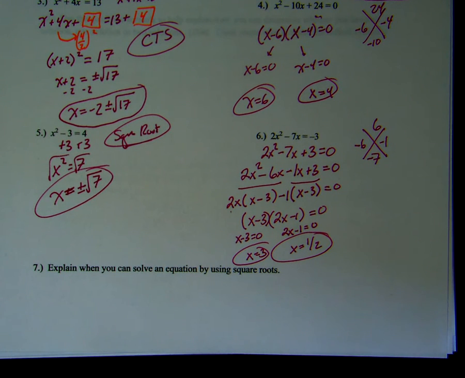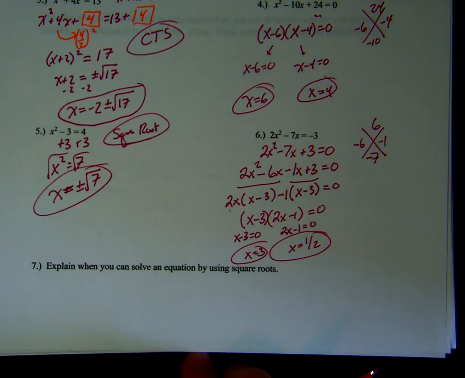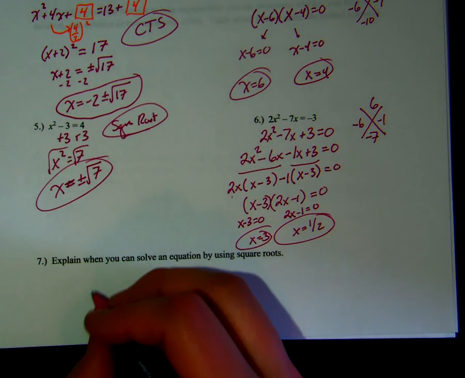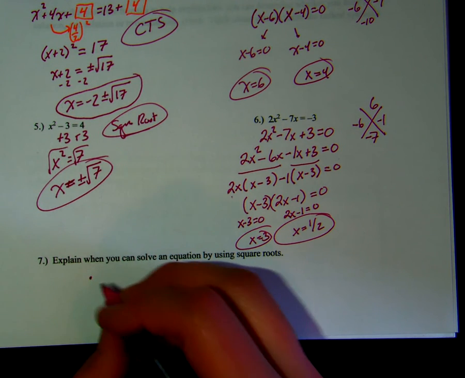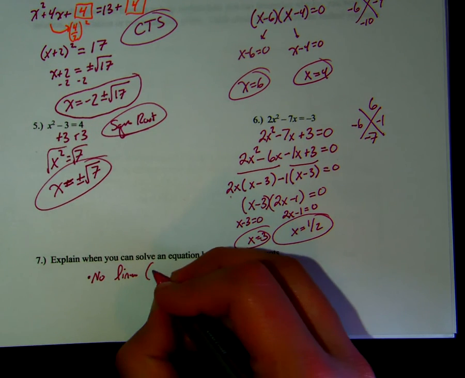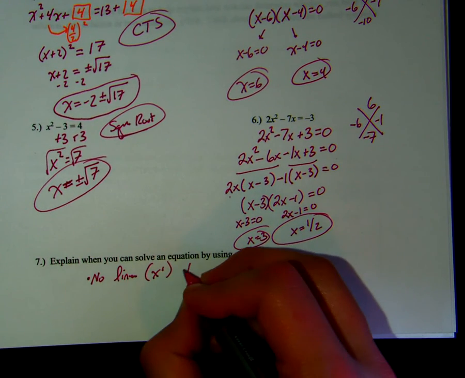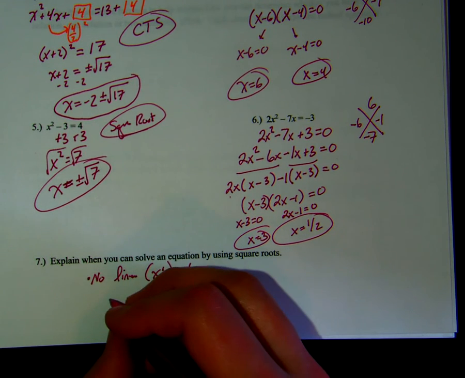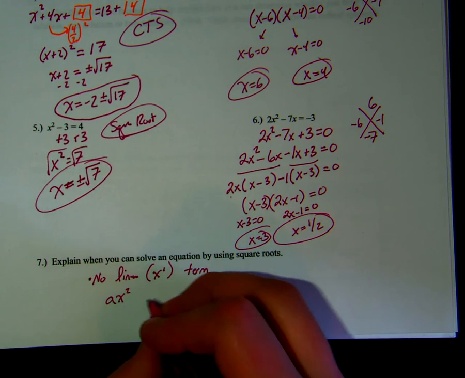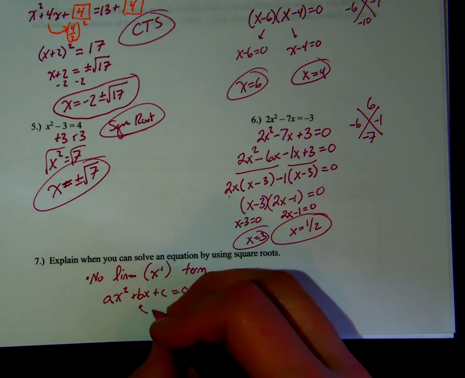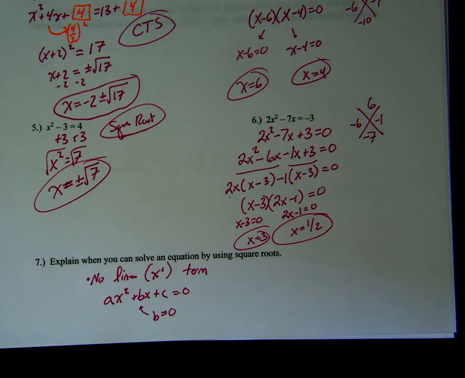Okay, so now the more word problem-y parts here. I'll explain how you can solve a quadratic by square rooting. The way you can solve something by square rooting is when there is no linear term, meaning x to the first power. So if you had it in standard form, ax squared plus bx plus c equals 0, you would need this middle term to basically not be there.